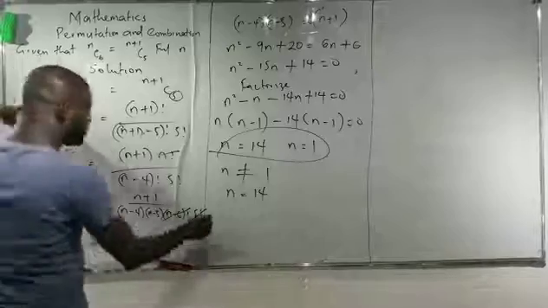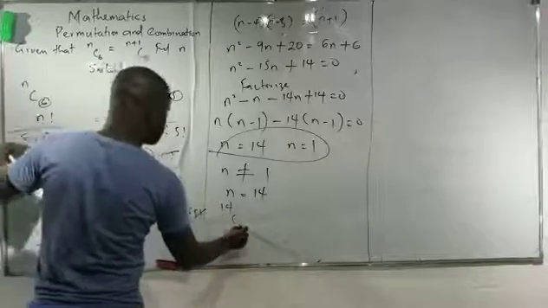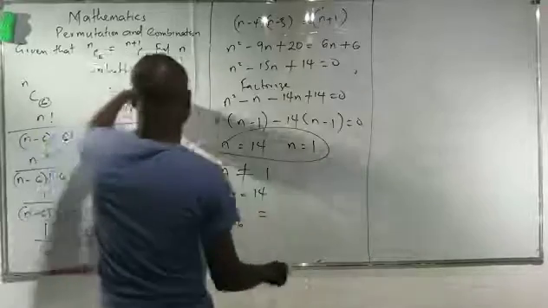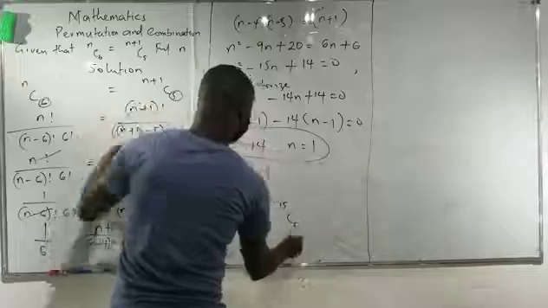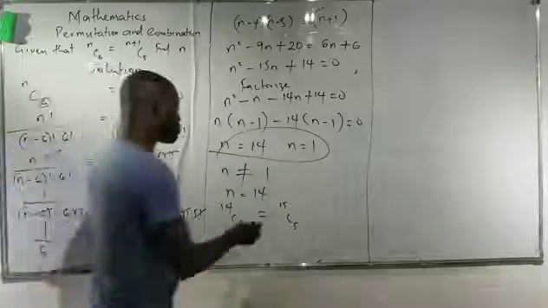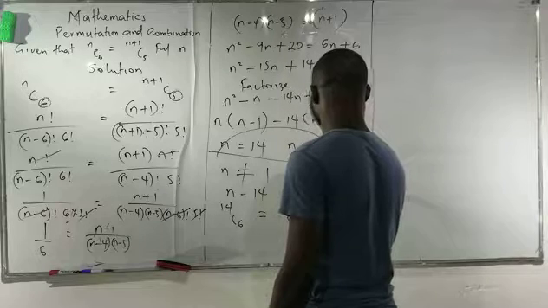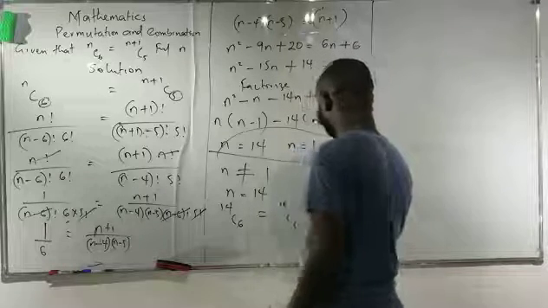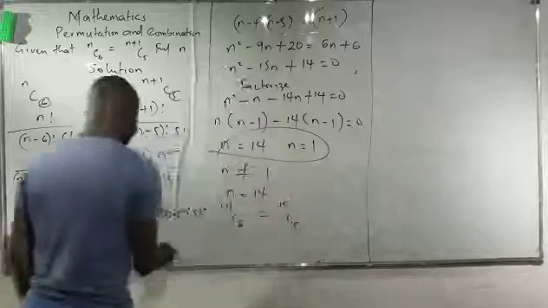Because if I have this, it will be 14 combined 6, which will be equal to 14 plus 1, that will be 15 combined 5. But it cannot be possible by saying that 1 combined 6, which is not possible. That is error. It's a flat error.